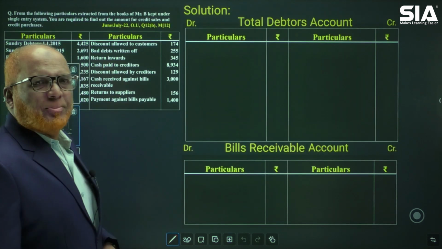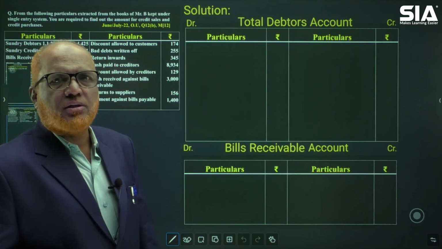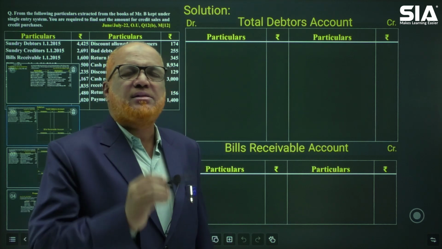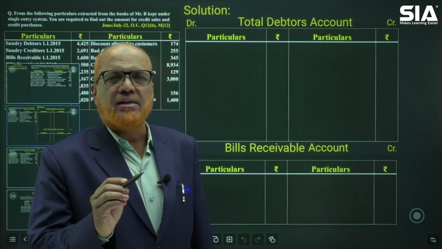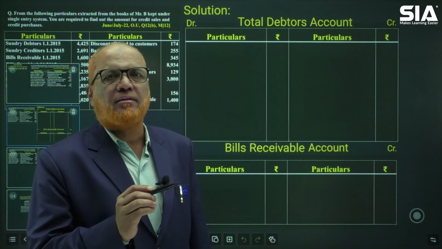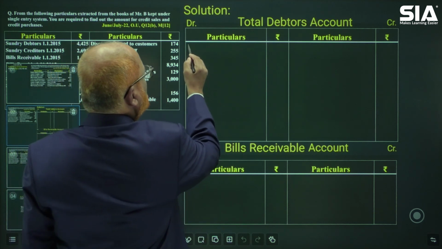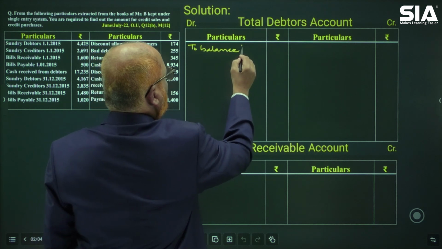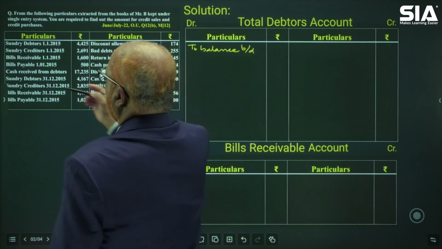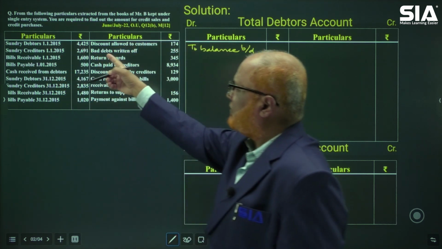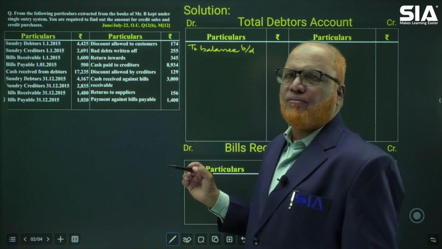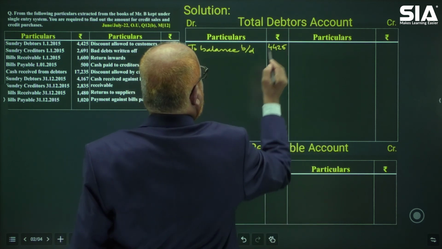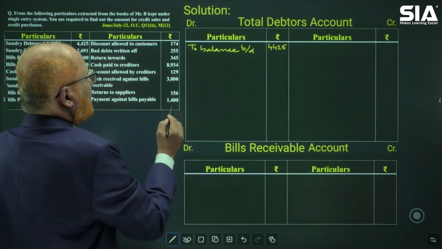Now see, first of all, we are making total debtors account and bills receivable account. Remember, the debtors and bills receivable are assets, and all assets will show debit balance. So what I'm taking, debit side to balance brought down. So what is the opening balance of sundry debtors? It is 4425. You can see here 4425. So I'm taking here 4425.